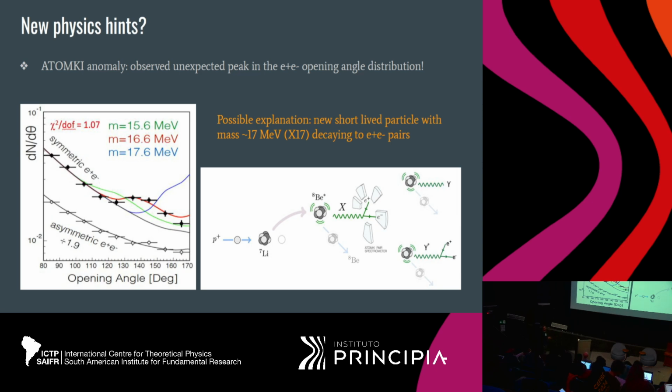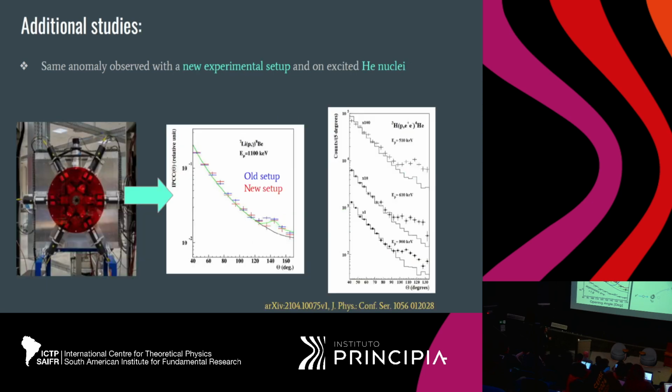At first glance, really no one cared about this result because they considered it some weird nuclear physics thing, and it's still possible that this bump is due to a nuclear physics effect which has not been studied yet. But they went on and performed other measurements, using also other nuclei and changing also the detector. And they kept seeing this weird shape in the opening angle distribution of the particles.